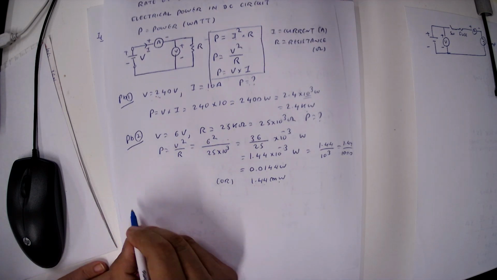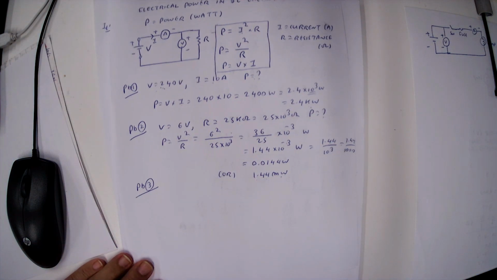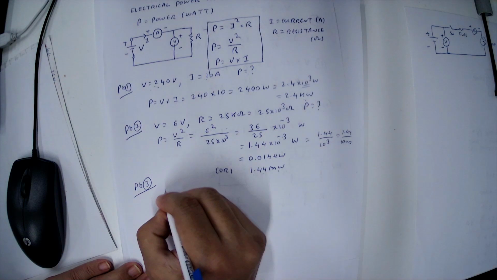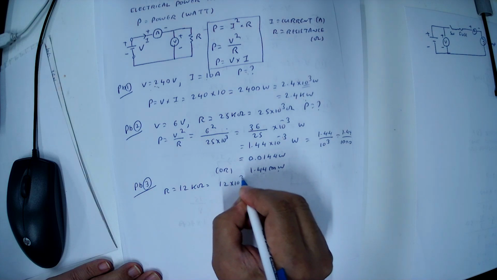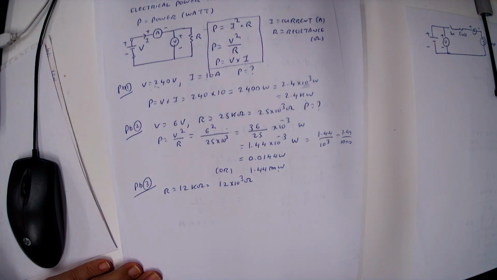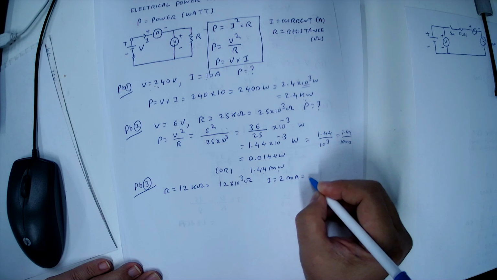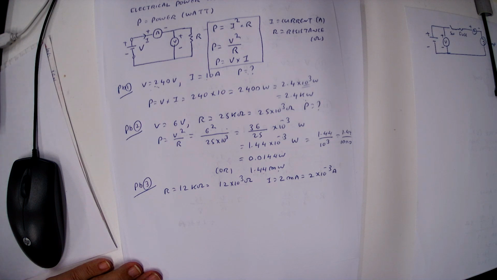Next problem, problem 3. The resistance is 12 kilo ohm, current 2 milliampere. We have to calculate the power. So R equal to 12 kilo ohm. 12 kilo ohm is 12 into 10 power 3 ohm. I equal to 2 milliampere. 2 milliampere means milli is 10 power minus 3, so 2 multiply 10 power minus 3 ampere. So this is resistance and the current. We have to calculate the power.